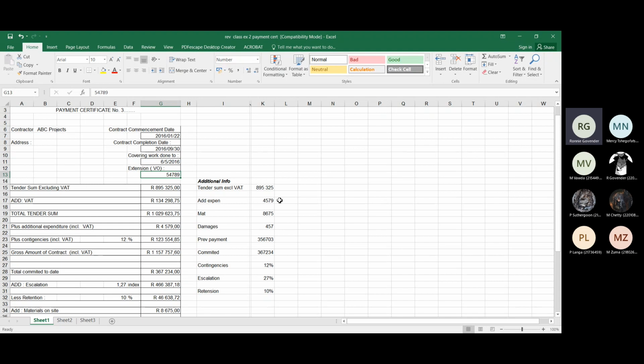So the contractor is liable for that amount. Right. Additional expenditure, we are liable as a client, we have to pay the contractor. That means additional expenditure to the project. But damages means what the contractor is due for, right? What he's liable for. Then the previous payment, so far we paid them 356,703. That would have been the total that was paid for certificate 1 and 2. And then the committed amount for this contract here is 367, for further 367 for this payment certificate.